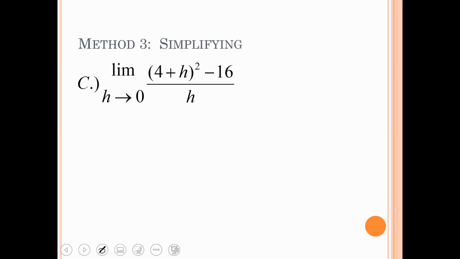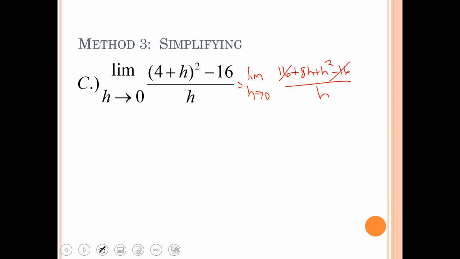Okay, some problems like this come up a lot when we do derivatives later. So it's a common issue with h approaching 0 and h is in the denominator. That's also a problem. But what you can see is you can simplify the top. So we are going to multiply out (4 plus h) squared. That is 16 plus 8h plus h squared minus 16 over h.